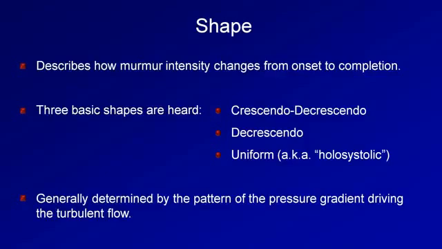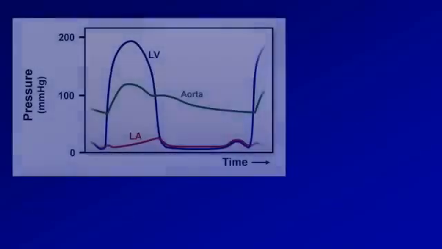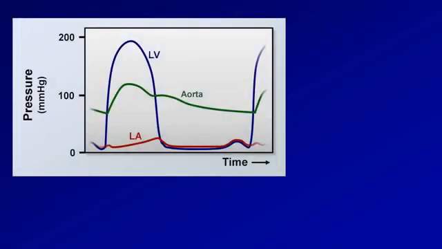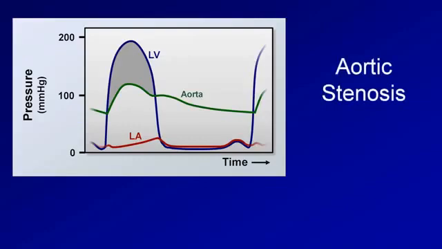The shape of murmurs will make a lot more sense by looking at some pressure tracings in various valvular disease and listening to paired examples. So first, consider this intercardiac pressure tracing with pressure from the left ventricle, left atrium, and aorta graphed as a function of time. In this particular example, you'll notice that a significant pressure gradient exists between the LV and the aorta during systole. Of course, that's not normal, and in this case it's the result of aortic stenosis.